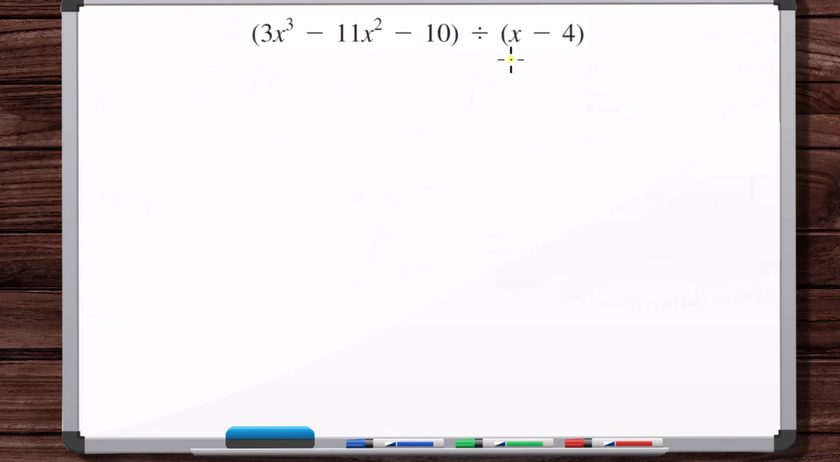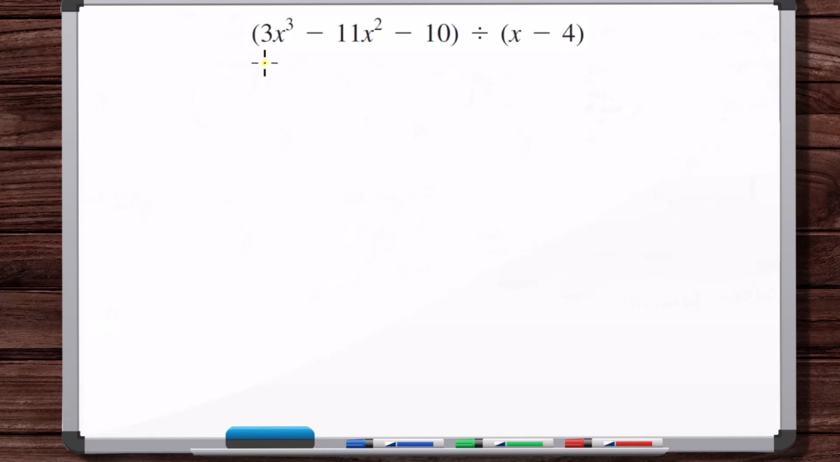Now, you might look at this and say, well, can't we use synthetic division here since the divisor is an x minus 4? Yes, we can, but in this video, we're going to practice strictly the standard process of polynomial long division. We'll do synthetic division in the next video.